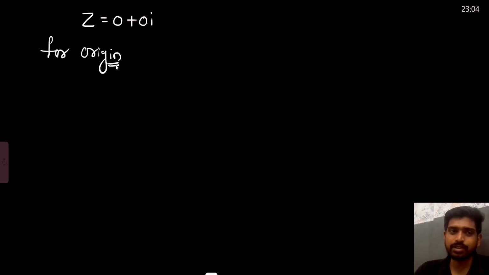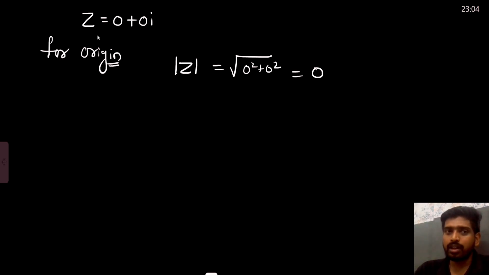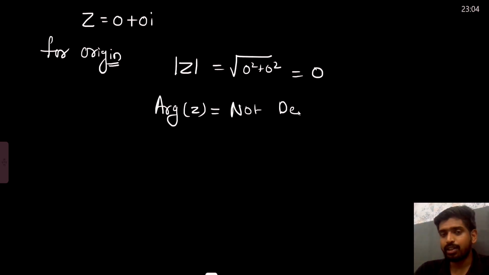So for origin, we will first see what the modulus is. Modulus is nothing but under root of 0 square plus 0 square, which will be 0. So modulus of z equals 0 plus 0 iota is 0. And the argument of z in this case is not defined. Got it? So z equals 0 plus 0 iota, means origin, is the only complex number for which argument is not defined. For all remaining complex numbers, the argument is defined. Understood?